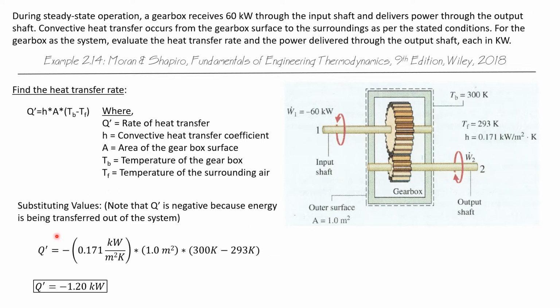So let's go ahead and calculate the rate of heat transfer. And because our convention for Q or Q dot is positive when it's transferring energy via heat transfer into the box, in this case, because we're transferring energy out of the box, Q dot is going to be negative. So we've got our negative sign, then we've got our heat transfer coefficient, the area of the surface of the box, and the temperatures of the box and the air. And so we get that the rate of energy transfer is minus 1.2 kilowatts. So that means that Q dot is negative. It means that we're transferring energy out of the box via heat transfer.